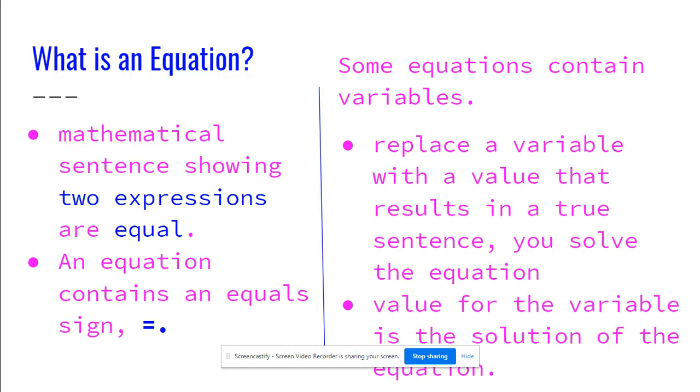All right, here's a little refresher on what is an equation. First, it's a mathematical sentence showing two expressions are equal. An equation contains an equal sign, as we've seen, like E equals mc squared, and some equations contain variables. So we're going to replace a variable with a value that results in a true sentence. You solve the equation when you do that. And the value for the variable is the solution of that equation. So we're trying to find the solution for these different equations that we're going to look at.